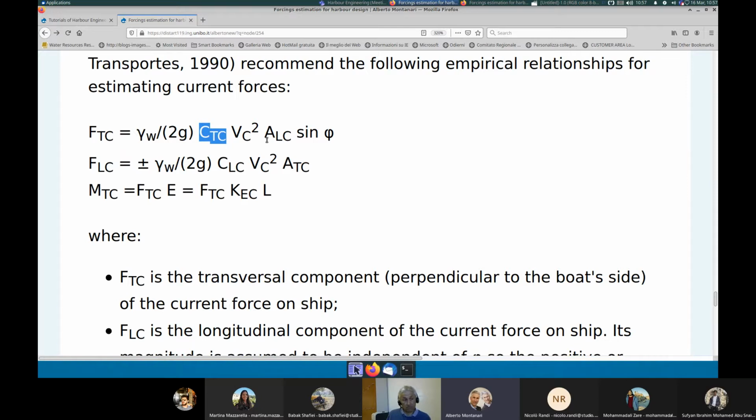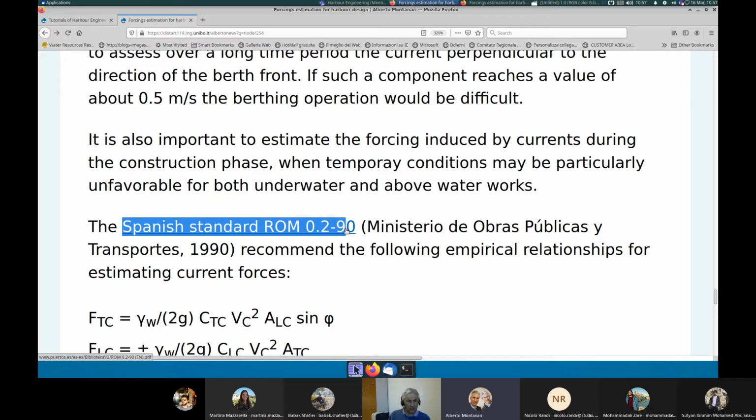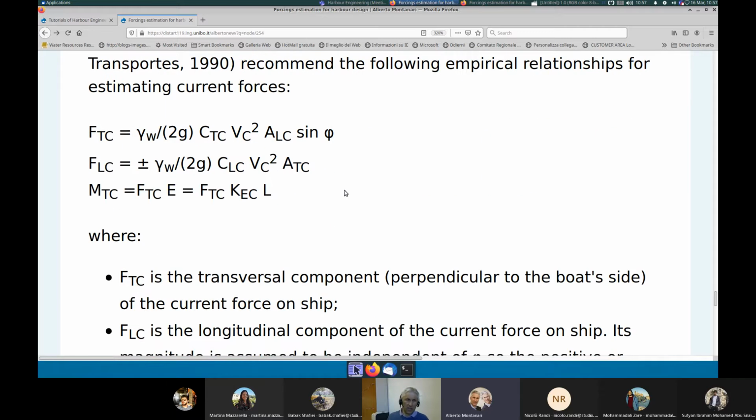But again, these are taken from the Spanish standard, not from the port designer handbook, but I am pretty sure that the port designer handbook also has other relationships to suggest. Again, these empirical relationships are based on local guidance.